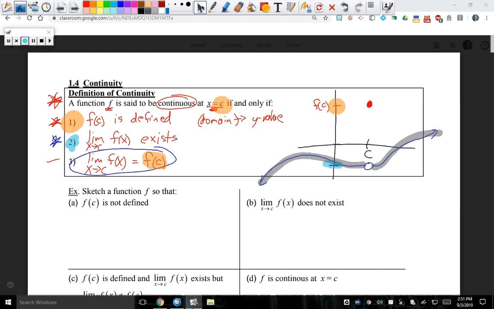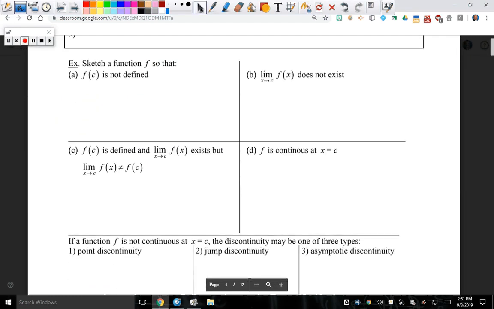Alright, so here we go. Let's go ahead and keep going. Our first one says, sketch a function f so that f of c is not defined. Okay, so imagine an f of x, and at c it's not defined. Anyone, what could that look like? Anything with a discontinuity of any kind. Like what, specifically? Let's do two variations.